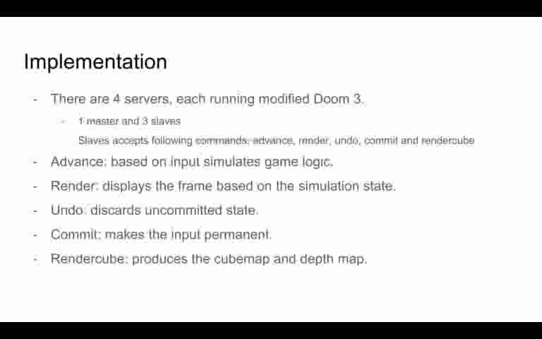To prototype Outatime, they modified Doom 3 and ran the modified versions on 4 servers, 1 master and 3 slaves. Each of the slaves can accept these commands: advance, render, undo, commit, and render cube. Advance is simple; it just moves the game forward to the next logical step. Render renders the frame based on the state and the given input. Undo discards any uncommitted state. Commit makes the input permanent. Render cube, which we talked about with the cube image and image-based rendering, produces the cube map and the depth map. So if a prediction failed, the client side can visually generate the frame based on the metadata given by the cube map and depth map.